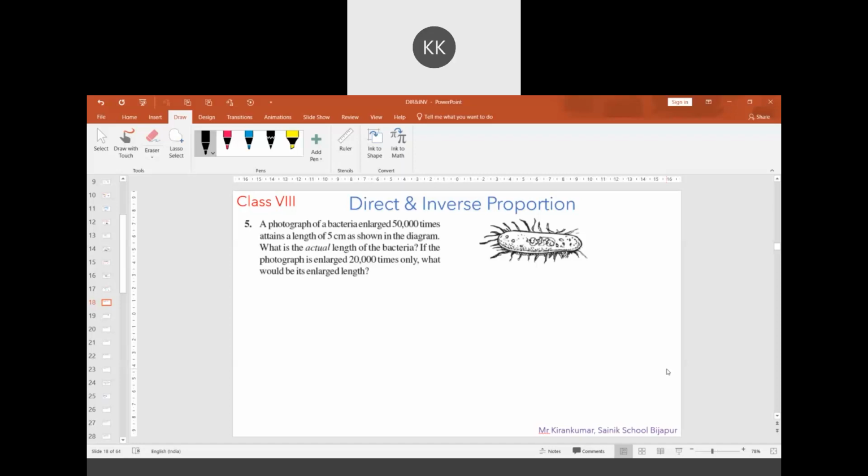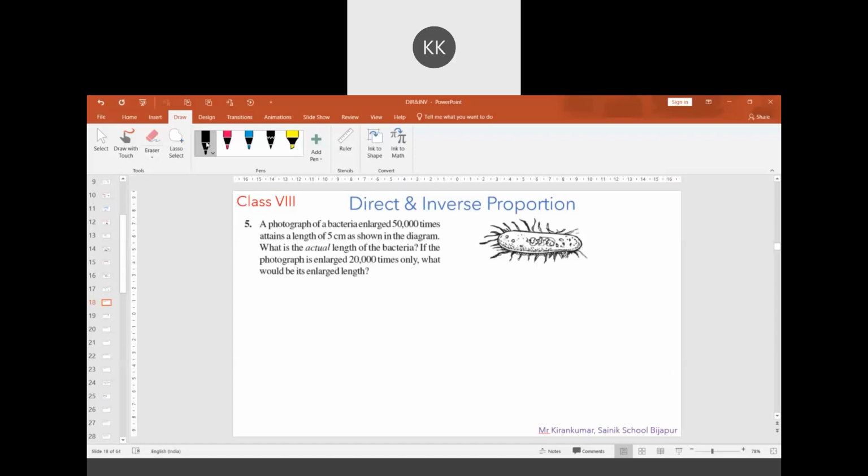A photograph of a bacteria enlarged 50,000 times attains a length of 5 centimeter as shown in the diagram. What is the actual length of the bacteria? If the photograph is enlarged 20,000 times only, what will be the enlarged length? So here two sub questions are there.